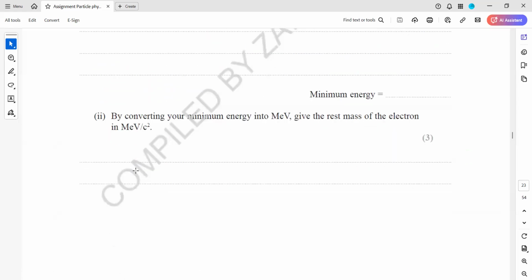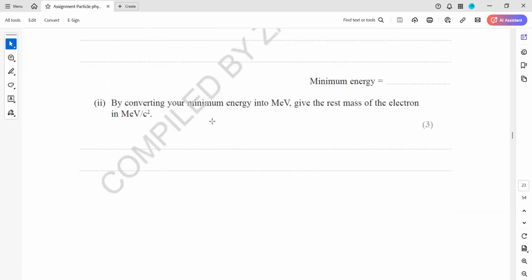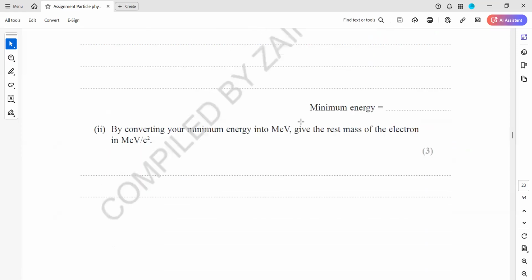By converting your minimum energy into mega electron volt, give the rest mass of the electron in mega electron volt per c squared. So this is the energy which we need to produce two of them. How much energy do we need to produce one of them? We'll calculate the total energy we need, and at the end we'll divide by 2. So this answer was 1.64 times 10 to the power minus 13 joules. Now we will convert this energy. As you can see, we want to convert into mega electron volt.